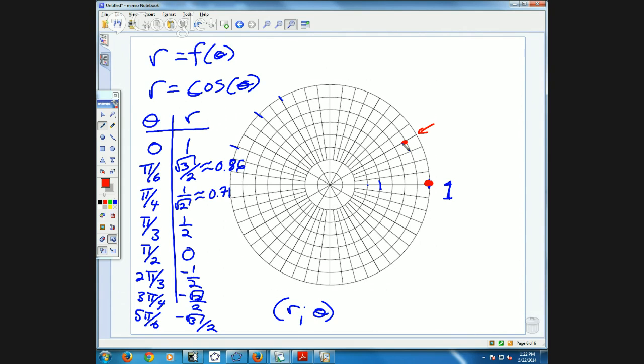And then pi over 4 is this line right there. And there I want to be at about 0.71. This second line in is 0.75, so I want to be just inside that, maybe right there.